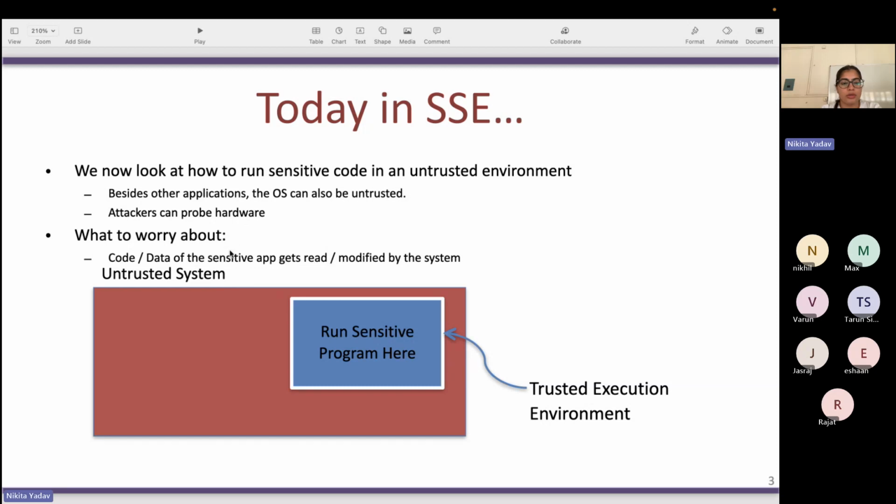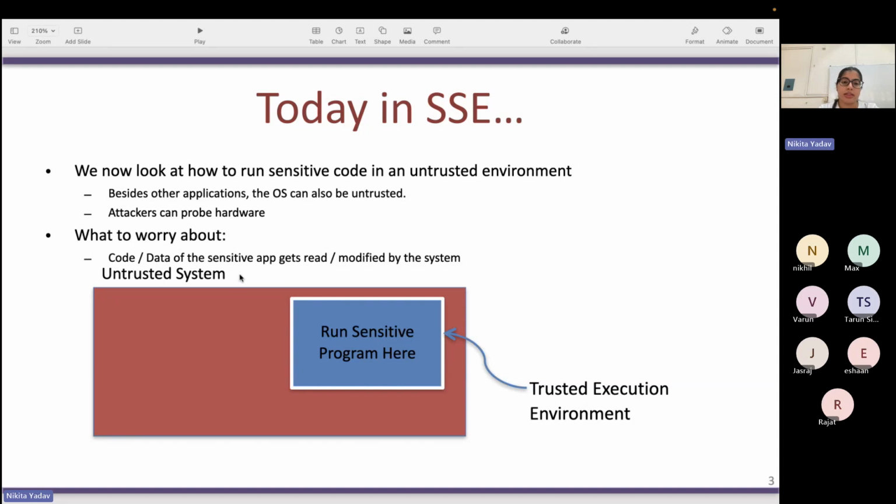And what do you want to protect? You want to protect the code and data of the sensitive application. You want the data privacy and integrity to be maintained, so your code and data do not get leaked, or modified by any other application, the OS, or even the attacker who can directly probe the hardware.